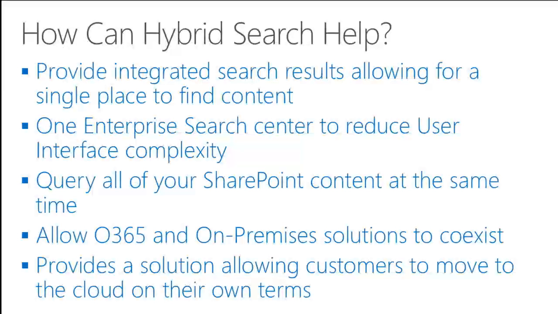That helps reduce user complexity. So they know they can go to one place, find data, regardless of where it's at, which allows them to query all their content at the same time. So they can get one result set, one place to get their data. Allows Office 365 and on-premises to coexist. So again, that's kind of the whole point of hybrid. And provides a solution allowing you to move on your own terms. So it gives you the ability to maintain content in both places, slowly move from one to the other, et cetera.